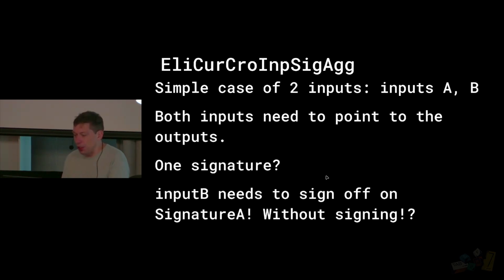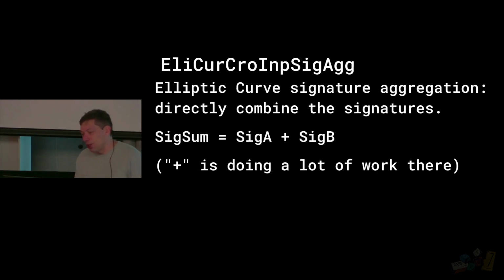So the way elliptic curve cross-input signature aggregation works, with 2 inputs, A and B, both inputs need to point to the outputs. How do you do that with one signature, though? Input B needs to sign off on signature A. The way it works, and this is a huge simplification, is you add the signatures. With elliptic curve properties you can do this. It's basically sig A plus sig B, and that plus symbol is doing a lot of work. There are many papers and many equations, but you can combine these signatures in a way where they both need to be signing the same things. If they're not, the addition doesn't work.